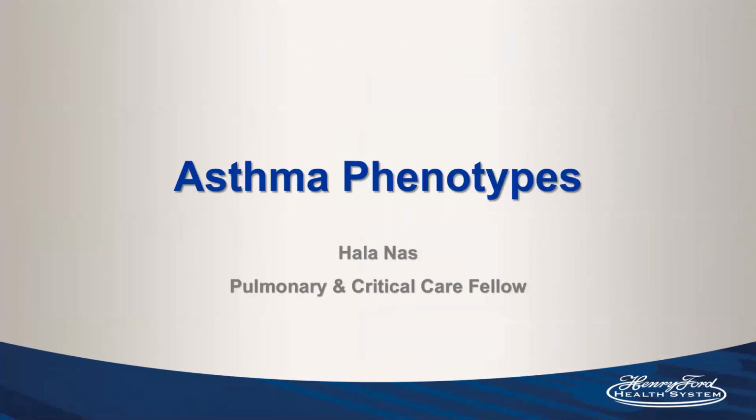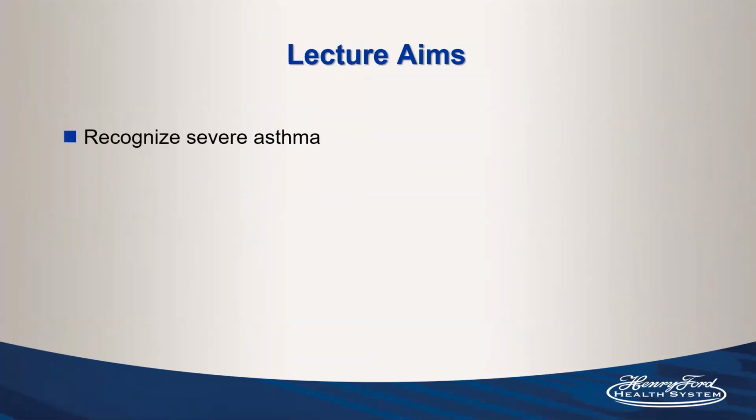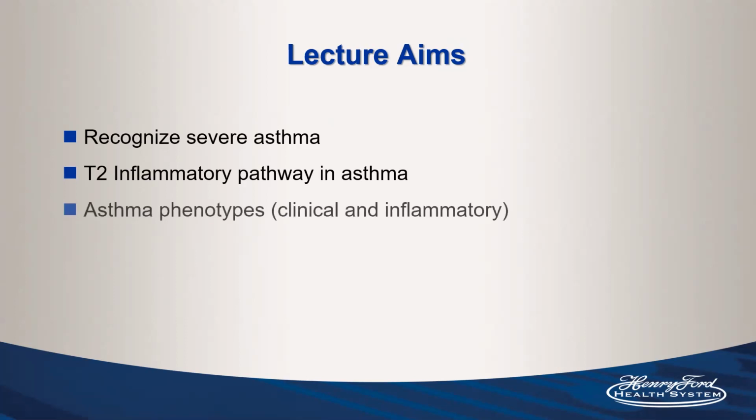Today I'm going to be talking about asthma phenotypes. If you look through those, there's a lot of information out there, but we're going to focus on certain things that will help us in terms of managing our patients. Number one is going to be recognizing what severe and uncontrolled asthma is. Number two is going to be understanding the type 2, or T helper 2, inflammatory pathway in asthma. That's the main driver in most asthmatic patients.